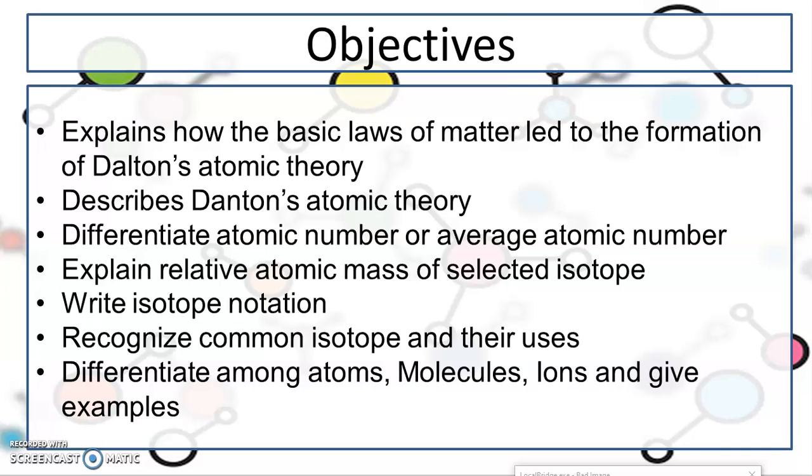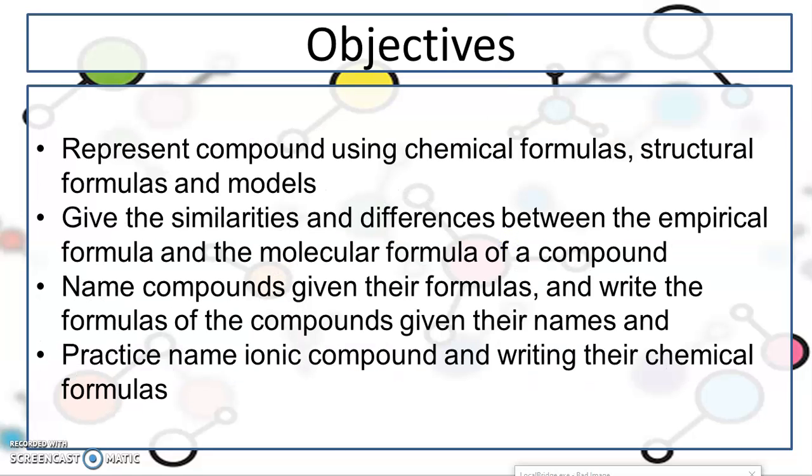Describe Dalton's atomic theory, differentiate atomic number and mass number, and explain relative atomic mass of a selected isotope. Then write isotope notation, recognize common isotopes and their uses. Then differentiate among atoms, molecules, and ions, and give examples. And then represent compounds using chemical formulas, structural formulas, and models.